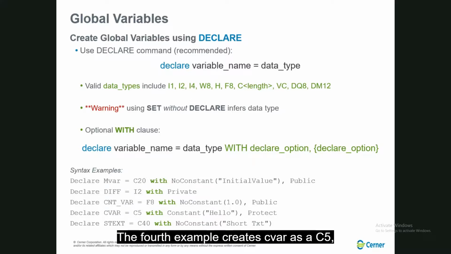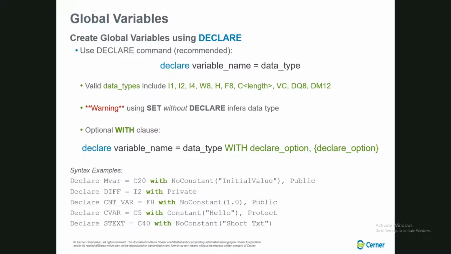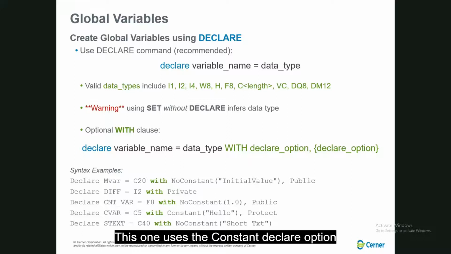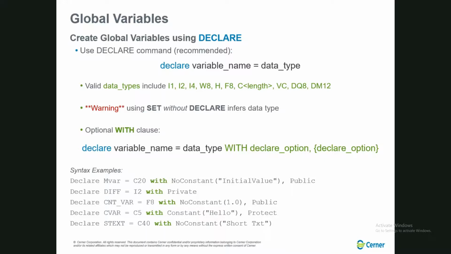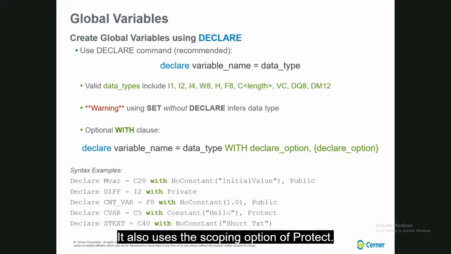The fourth example creates cvar as a C5, or a 5-character length string. This one uses the constant declare option to populate that variable with the text of hello. Since it uses constant, the value cannot be changed later in the program. It also uses the scoping option of protect.